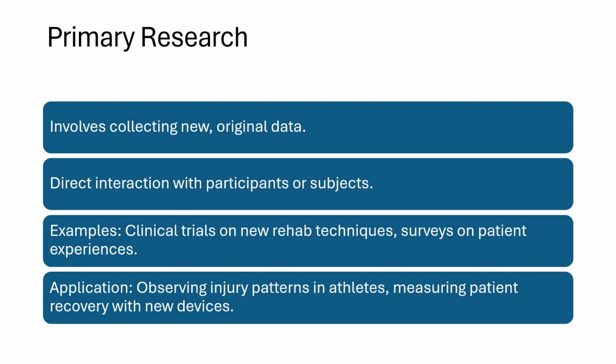This type of research is conducted by the researcher themselves, and the data is specifically gathered to address a particular research question or hypothesis. Some methods that could be used are surveys, experiments, observations, interviews, and clinical trials. So examples from injury and rehabilitation.